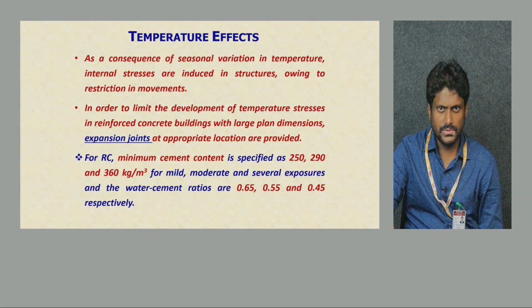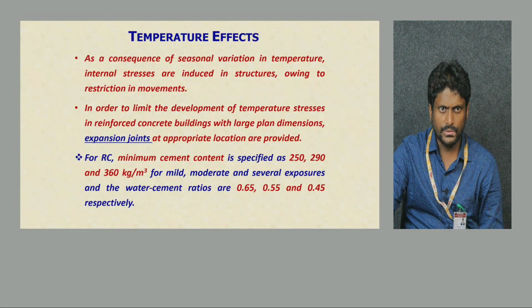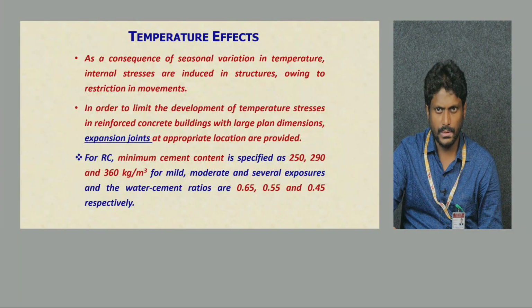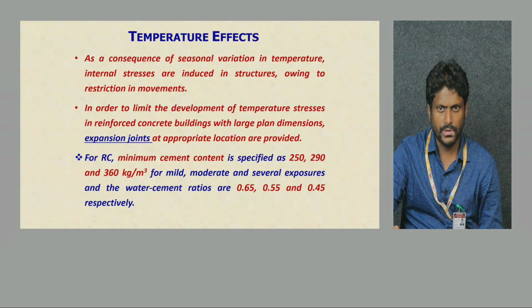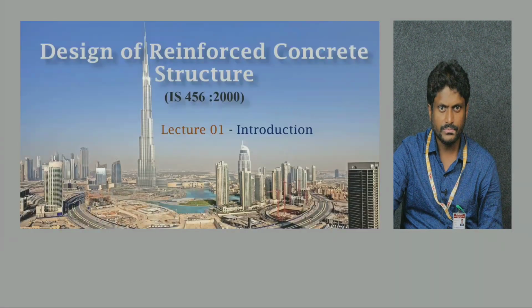Temperature effects. As a consequence of seasonal variation in temperature, internal stresses are induced in structures owing to restriction in movements. In order to limit the development of temperature stresses in reinforced concrete buildings with large plan dimensions, expansion joints at appropriate locations are provided. For RC, minimum cement content is specified as 250, 290 and 360 kg per meter cube for mild, moderate and severe exposures, and the water cement ratios are 0.65, 0.55 and 0.45 respectively.